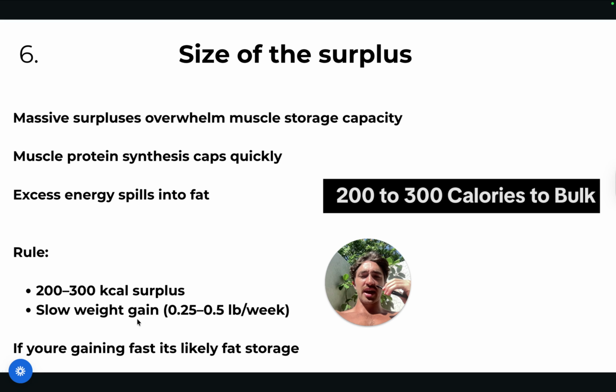If you're gaining fast, it's likely fat storage. Basically, you don't want to be impatient with your bulk. I used to do the same thing. I used to be super impatient and just eat a ton of calories, because I wanted to get stronger right now. But in the long run, it's just going to mess you up. You're going to gain a ton of fat.